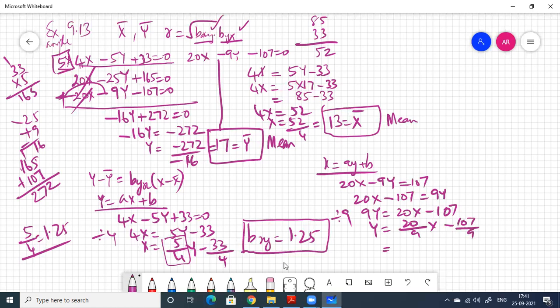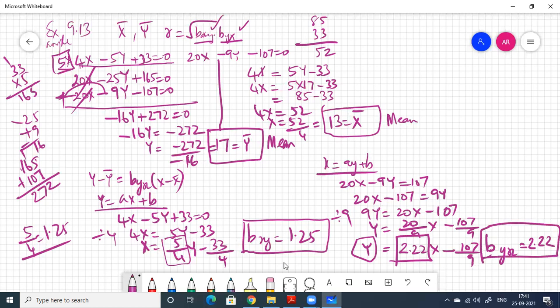Okay, what is 20 by 9? How much it is coming? It's coming 2.22x minus 107 by 9. Okay, this is what we want. Okay, so b of y on x, whenever y is on the left side, b of y on x. Whenever x is on the left side alone, then b of x on y, x on y, okay, is equal to 2.22. So this is 2, this is 1.